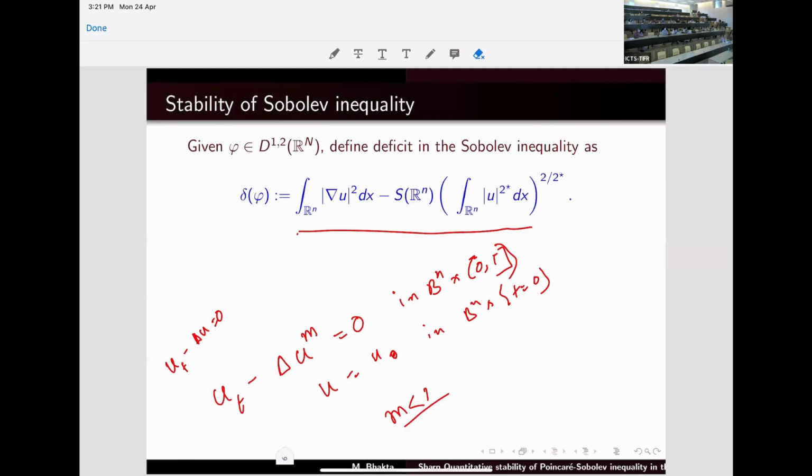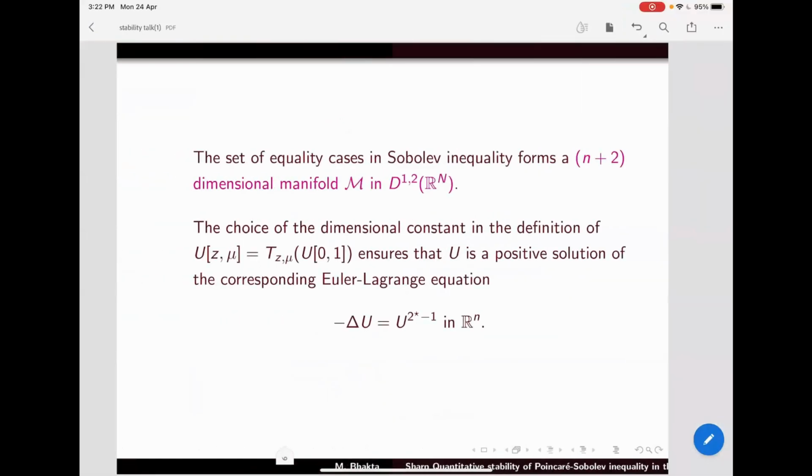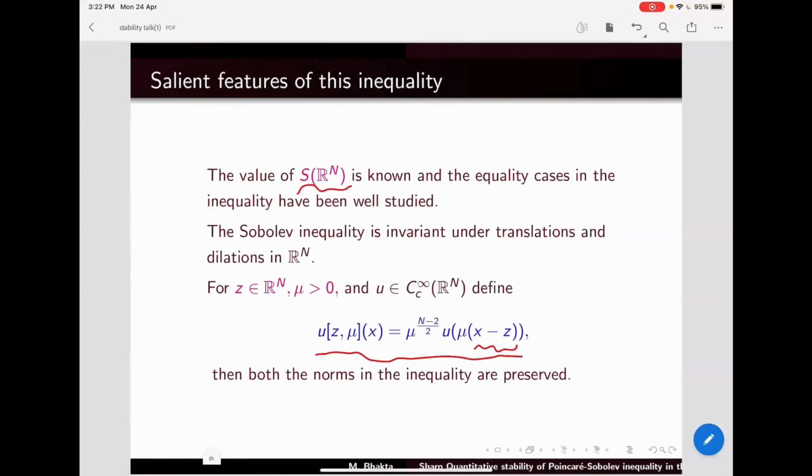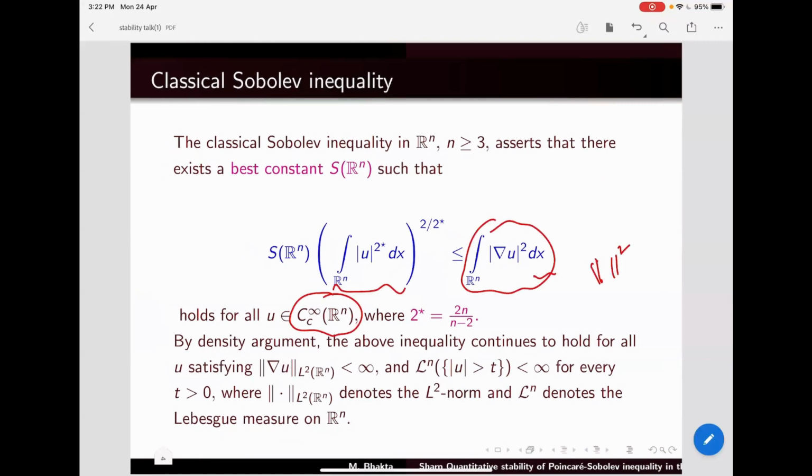I see. And S of Rn is what? Sorry, can I ask? S of Rn is the Sobolev constant. You take any function for which this norm can be defined. For C_c infinity functions in particular, the same constant holds. Okay. Any other questions? Okay, thank you so much.